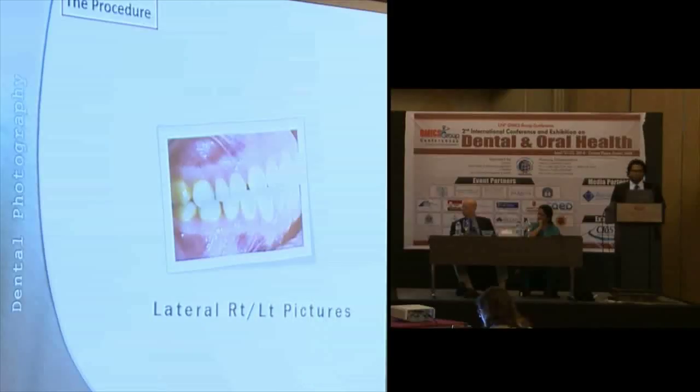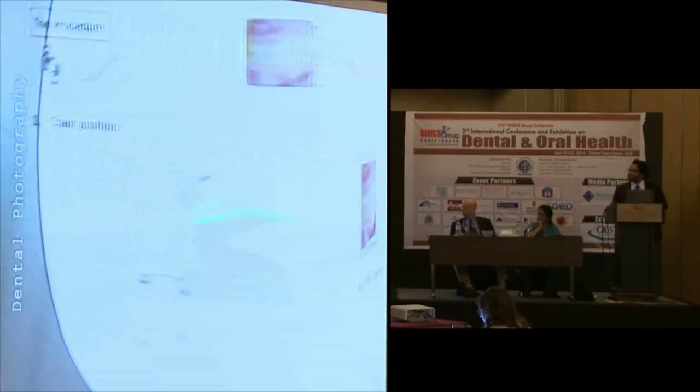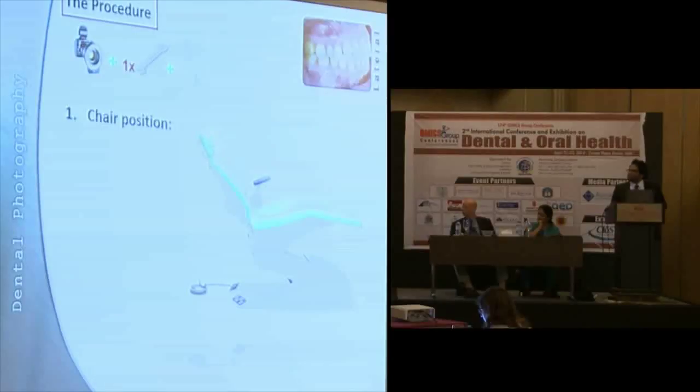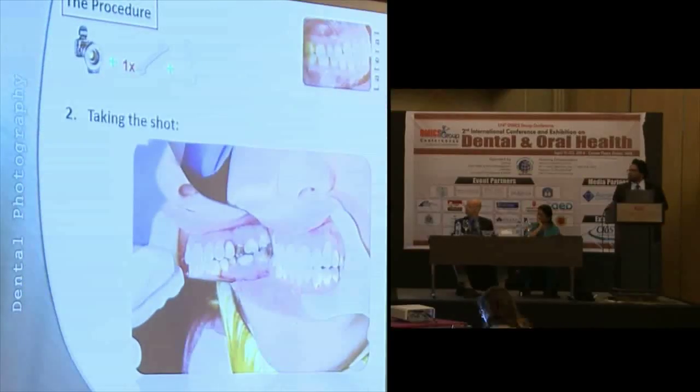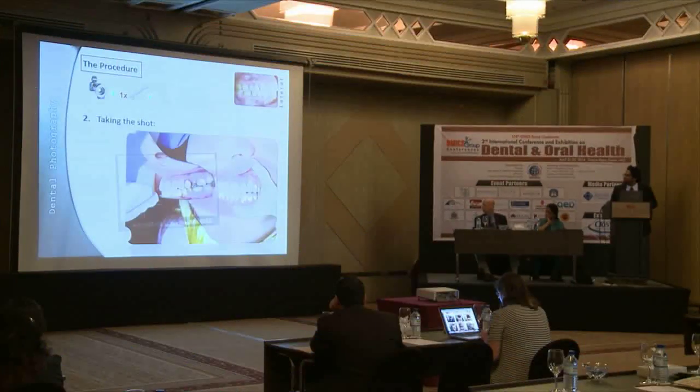Now the lateral picture. The chair position is the same, slightly reclined. We are going to need the other mirror, which is the lateral one, and one cheek retractor. And the dentist should be on the side also. Now that's what you would see in the clinic. We always focus on the mirror. See, I'm aligning the grid here, the middle line, according to the occlusal line as possible.